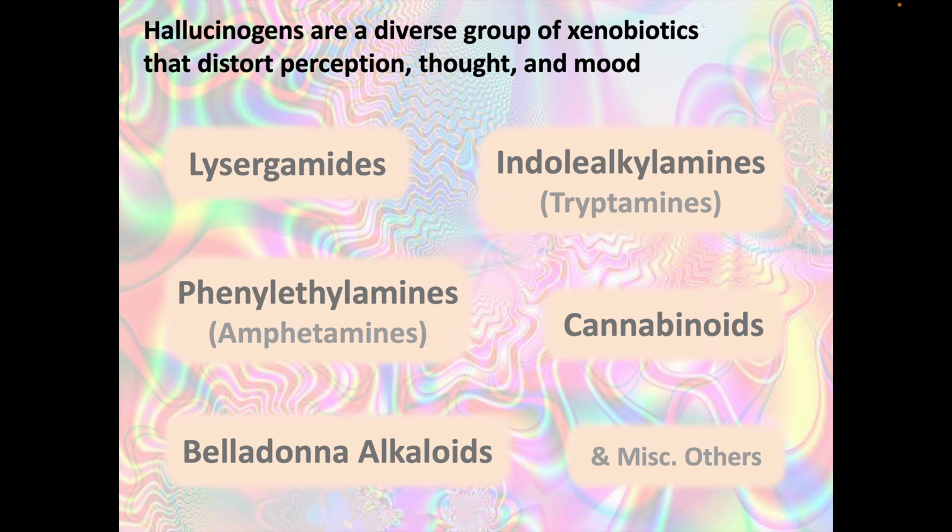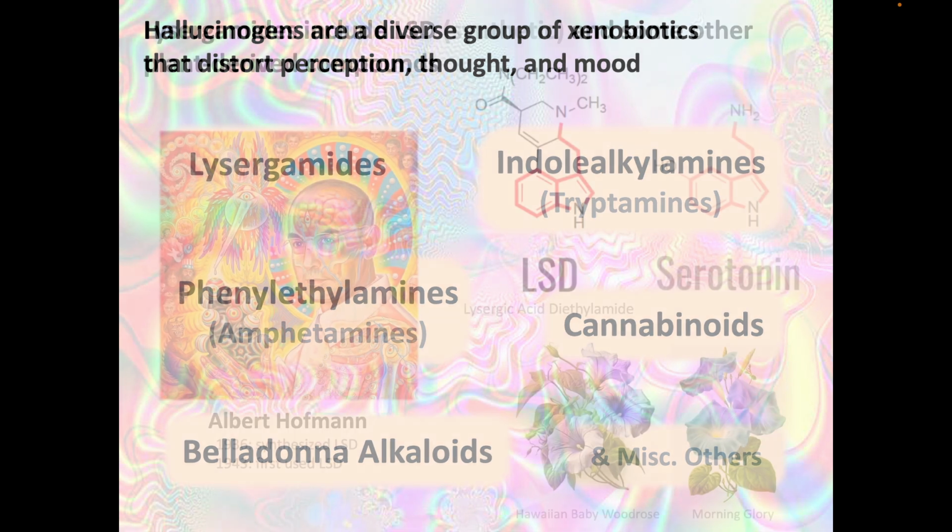Hallucinogens as a drug class are defined by a particular effect rather than by their mechanism. Hallucinogens are a diverse group of xenobiotics that distort perception, thought, and mood while generally preserving the user's sensorium and awareness, meaning that they will be perceiving things in an abnormal way that presumably they are intending and hoping will be pleasurable. There are multiple chemical classes of hallucinogens as listed on this slide, and we'll be briefly discussing several of these over the next few slides.